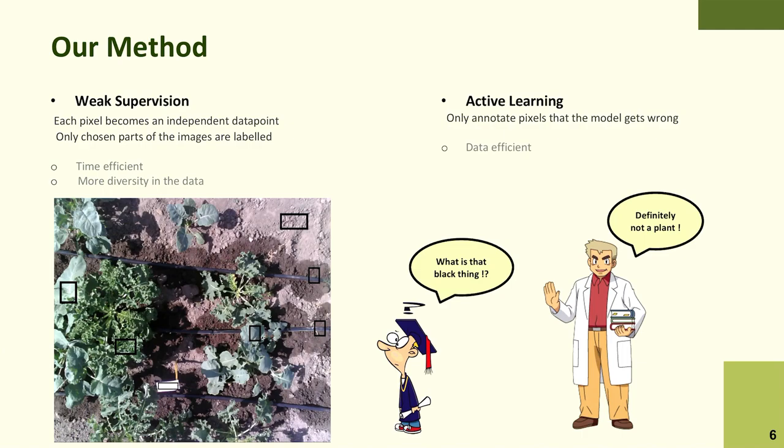and so this time efficiency allows us to annotate more images, and thus we can have more diversity in our datasets. And it is also data efficient because we don't need to annotate pixels that the model gets right. The time efficiency also comes from the fact that plants' shapes are very complex, and if you want to annotate a whole plant, you need to draw a complex shape, and this can take a lot of time. So here we can draw only little boxes where we want, but any shape really will do.